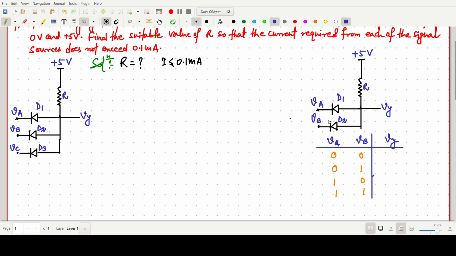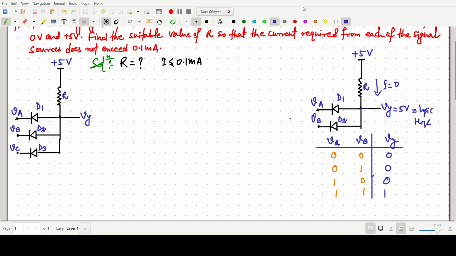When any one of the inputs is 0, the output is 0, because that diode will be in the on state, forward biased for 0 volt. So this will be 0, and this one will again be 0 and 0. When both are 1, D1 and D2 will be in the off state, so there will be no current in the circuit, and the output will simply be high voltage, the logic high. So for 1 1 the output will be simply 1.